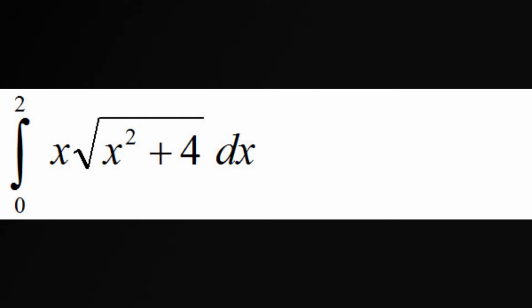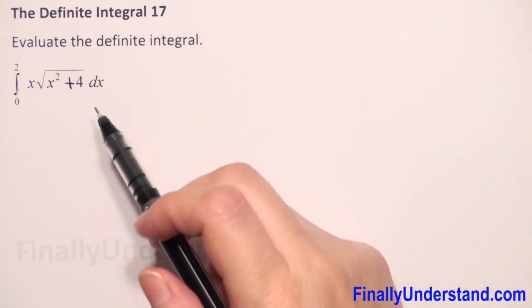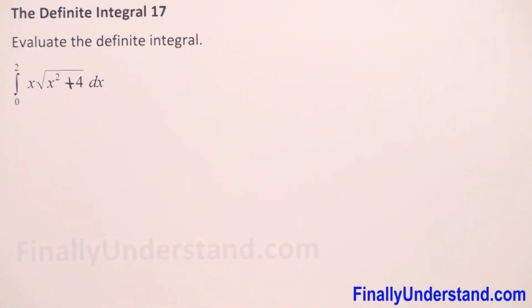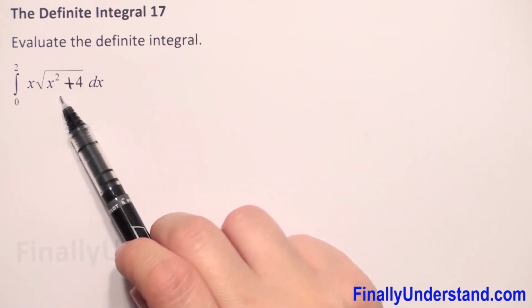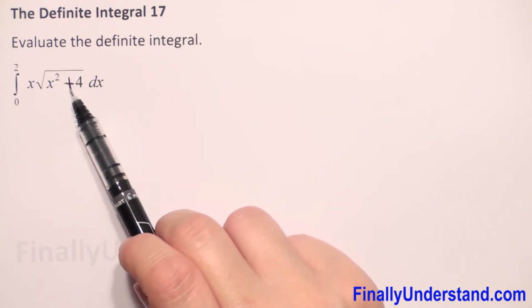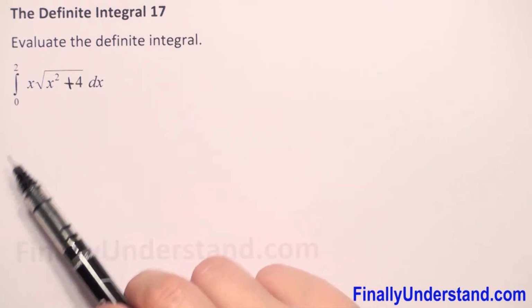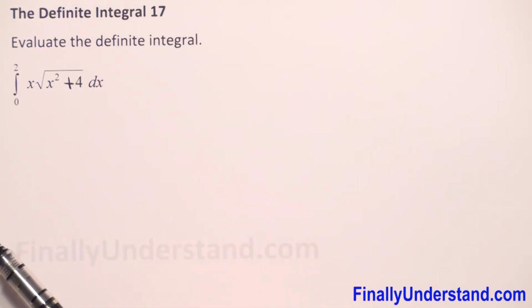We have definite integral from 0 to 2 of x times square root of x squared plus 4 with respect to x. So first, to solve definite integral, we have to check the domain. We have here x squared, square root of x squared plus 4. This number is always positive, so everything is okay. And next step, we have to solve our definite integral like indefinite integral.